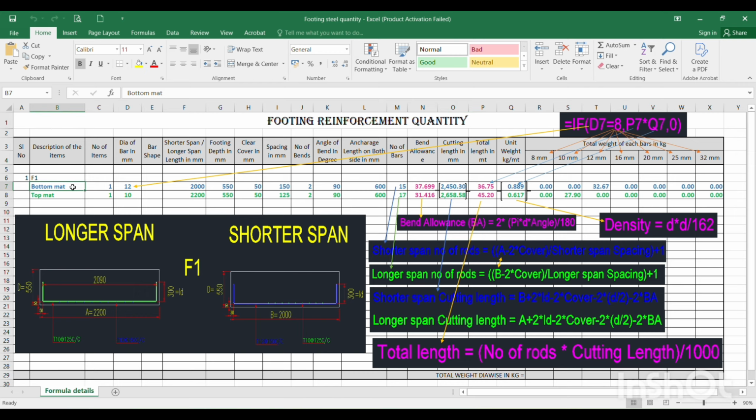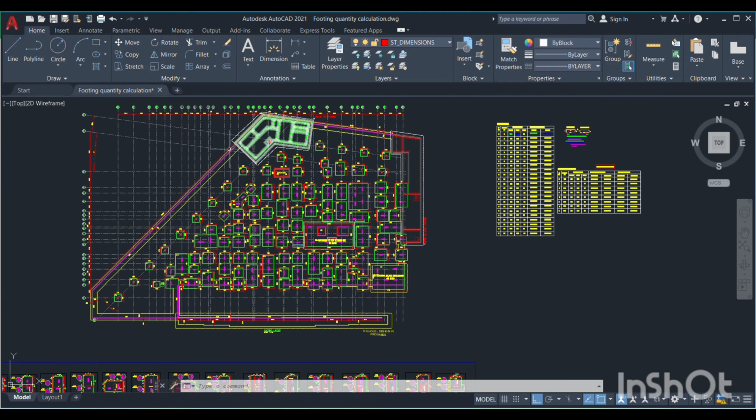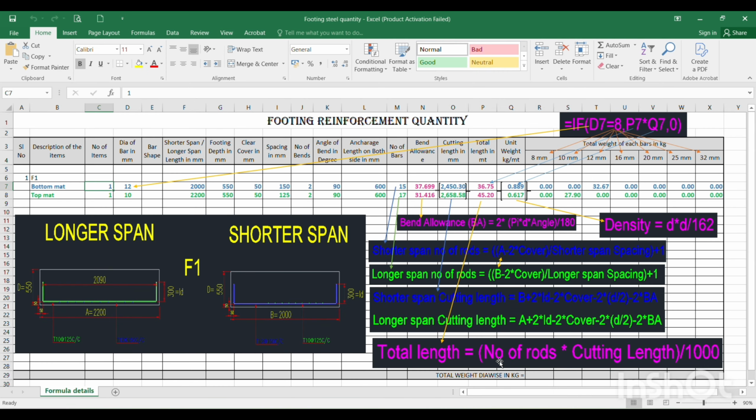So this is the bottom mat. First line is the bottom mat quantity. For the bottom mat, this is serial number 1, which means this is the F1 footing, 1 number. We are calculating for the 1 number. If we are going by the drawing and the number of F1 is more than 1, then however many F1 are there, that much has to be entered over here. That is the number of items.